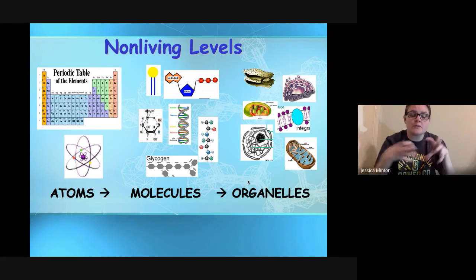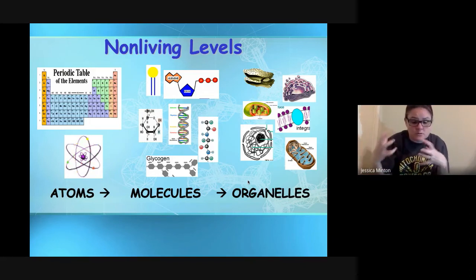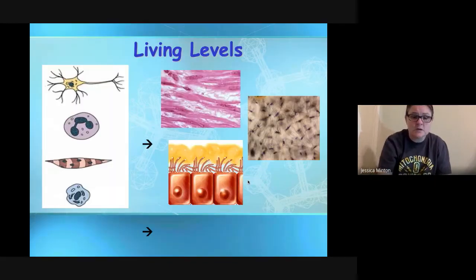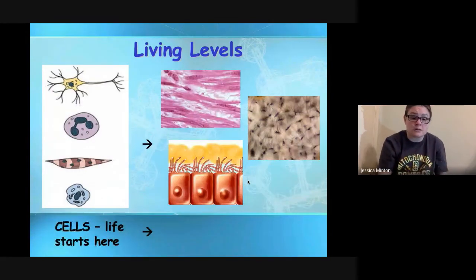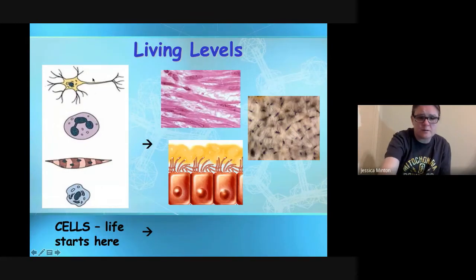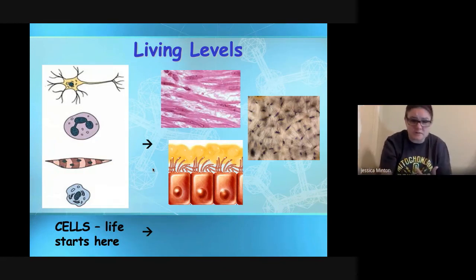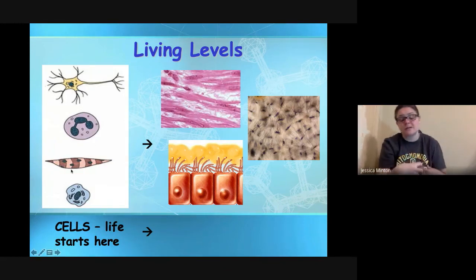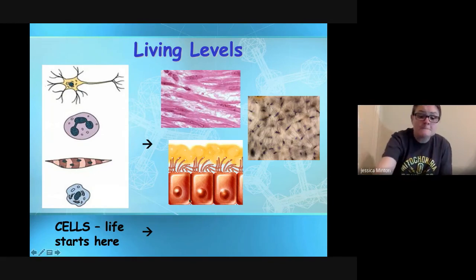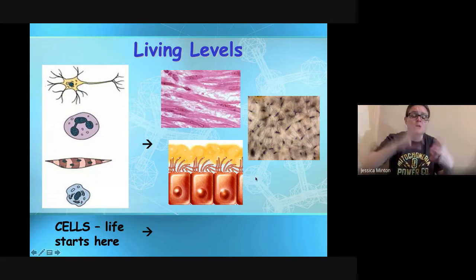So you put all those things together and we get the molecules. The molecules are H2Os and CO2s, and C6H12O6s, and you put all these things together and you get the organelles. At the living level, you've got cells. Cells start life, and you've got multiple different types. This one is that really elongated cell, like my nerve cells. And then you've got the striated one here, like my muscle cells. So what if we put all of those cells together?